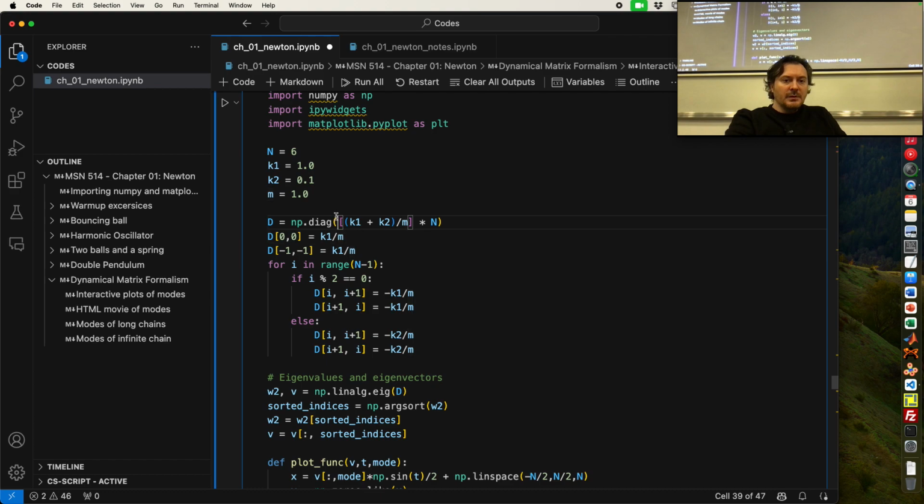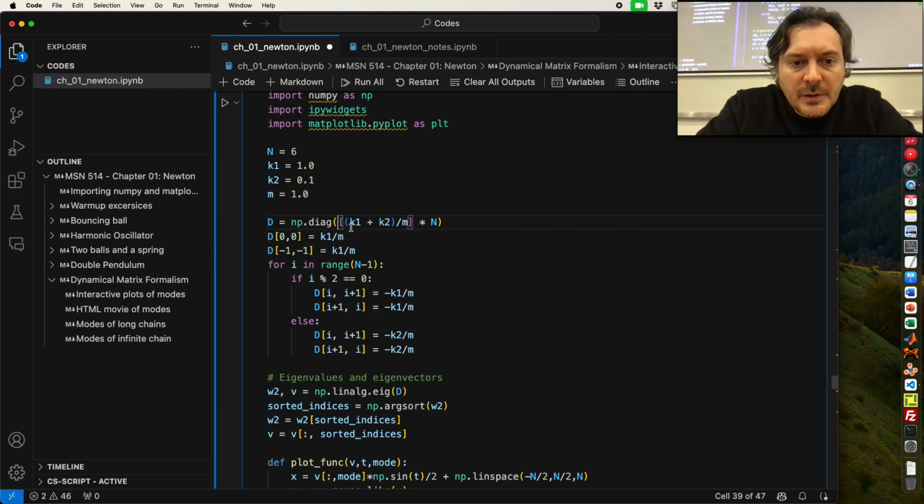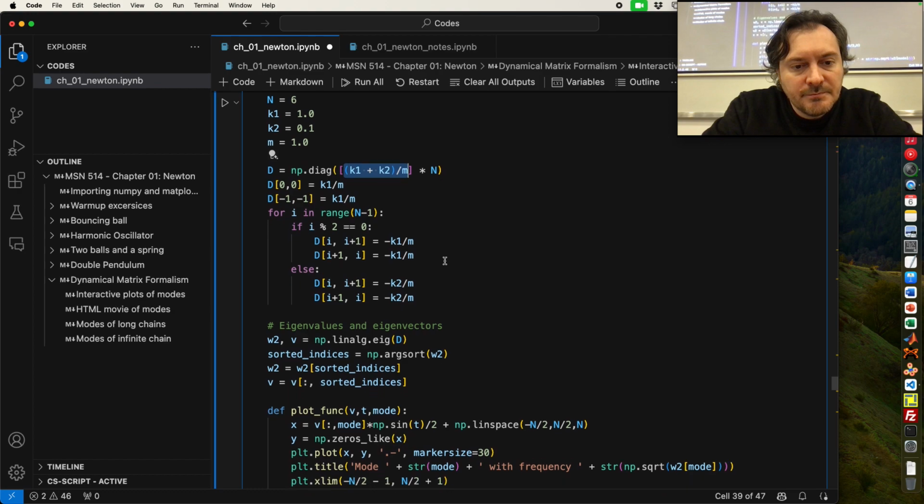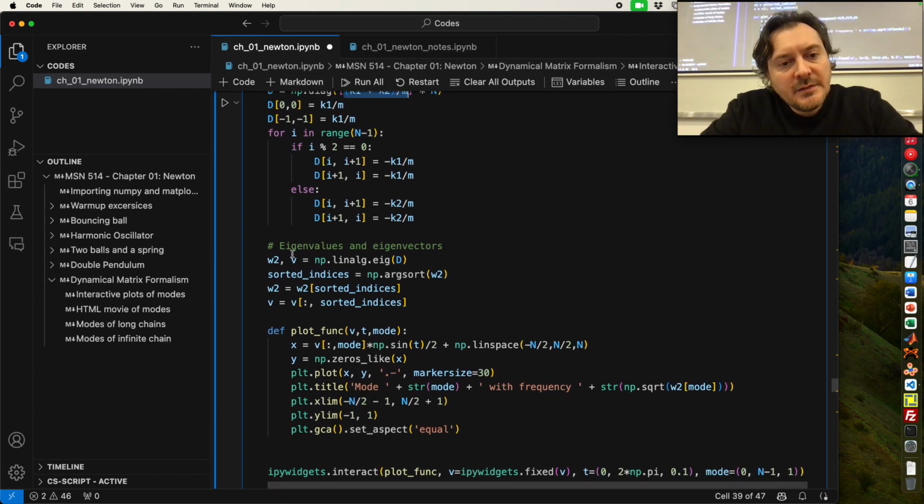Okay. Did I need to explain? Maybe I needed to explain this part. This just creates a diagonal matrix, and in every point it enters this value n times. Okay. Then let's diagonalize this matrix. Let's find its eigenvalues and eigenvectors. Then what do we do here? Can you tell me?